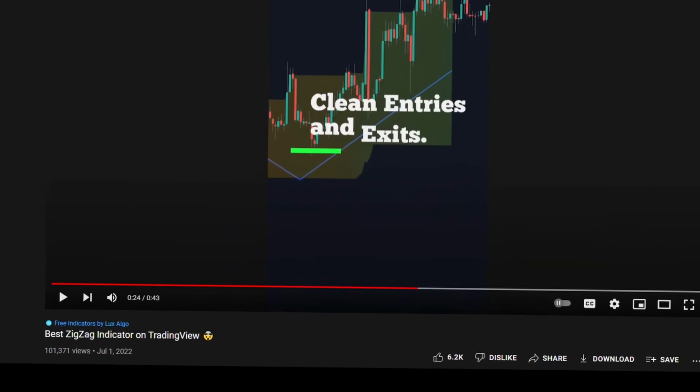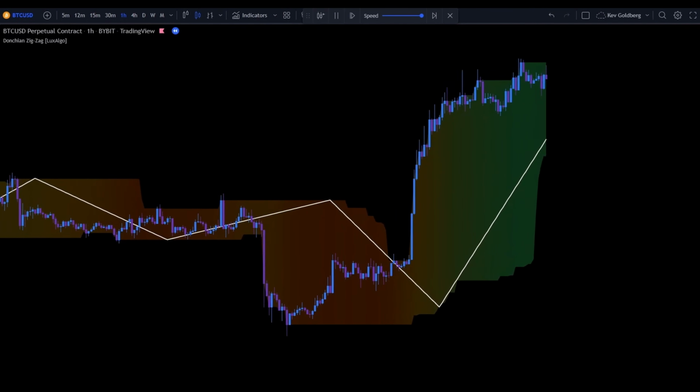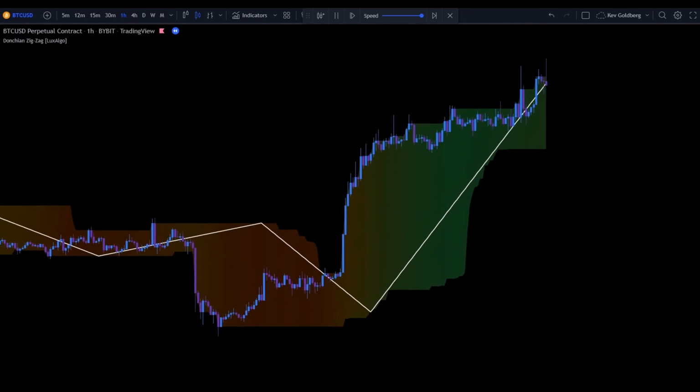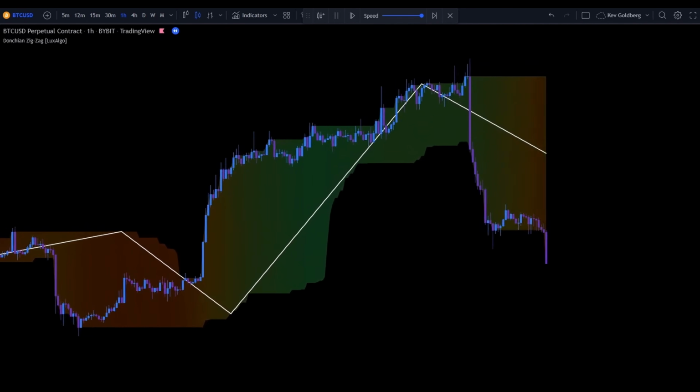In this video, I am backtesting the Donchian Zig-Zag indicator by LuxAlgo. In their YouTube short, they say that this one secret indicator gives us perfect areas to buy and sell in any market. For this strategy, we are going to use the Bitcoin chart on the 1-hour time frame, and we are going to need one indicator.